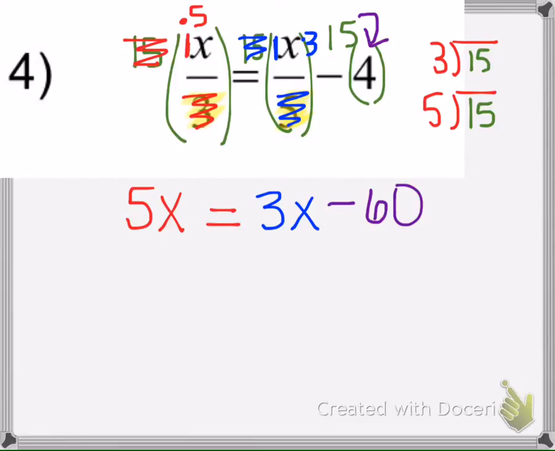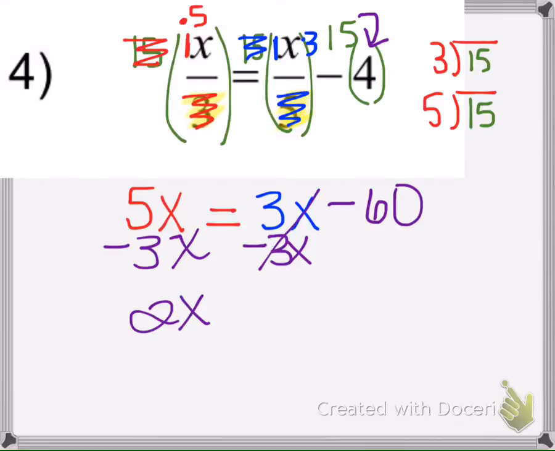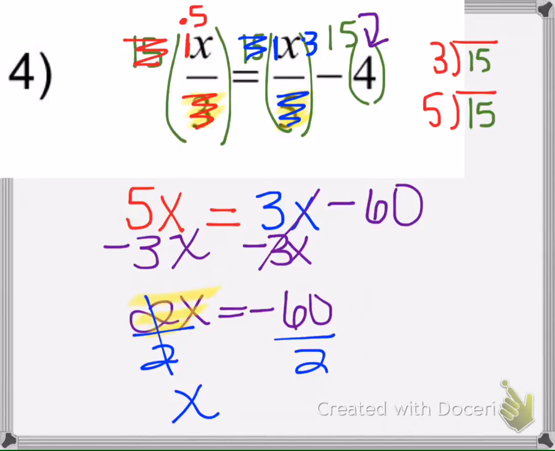I see that we have a variable on both sides, so I need to put them on the same side. So I'm going to go ahead and subtract 3x. And now that the variable term is all by itself, we divide by 2. And we get x equals negative 30.